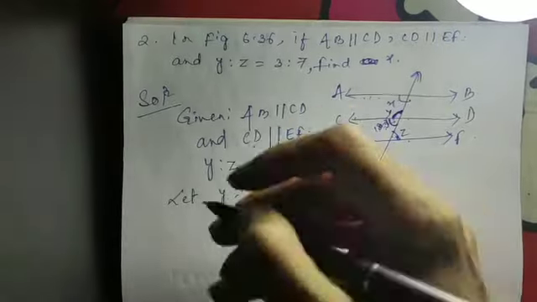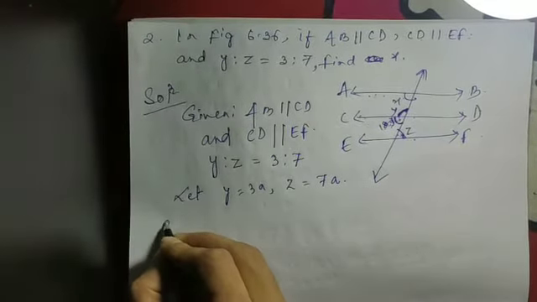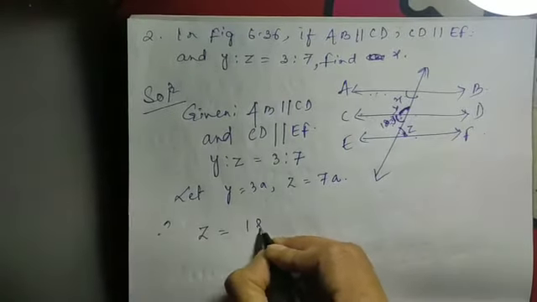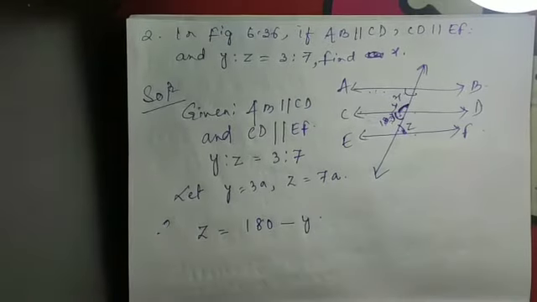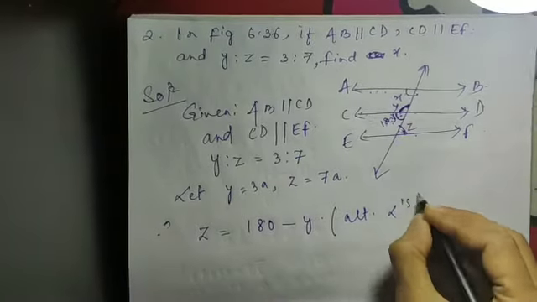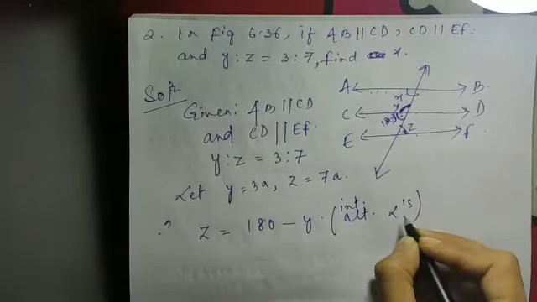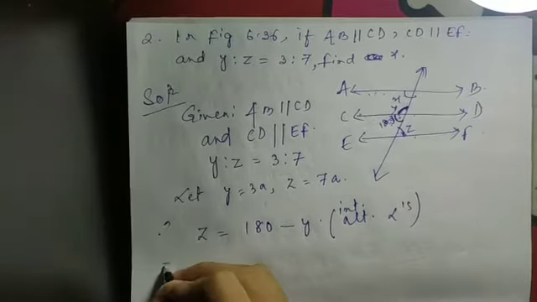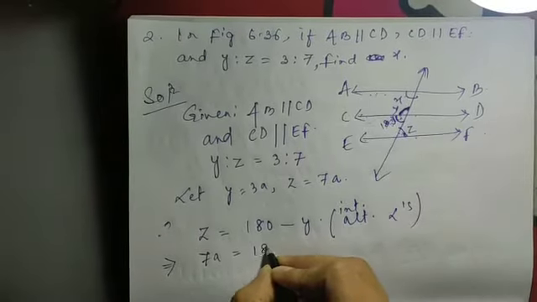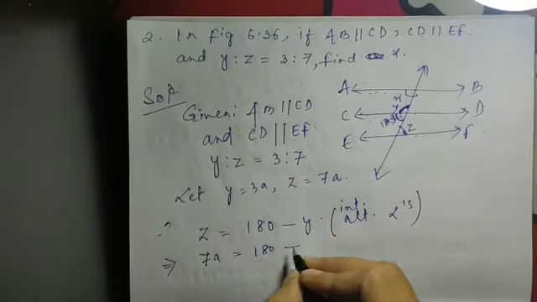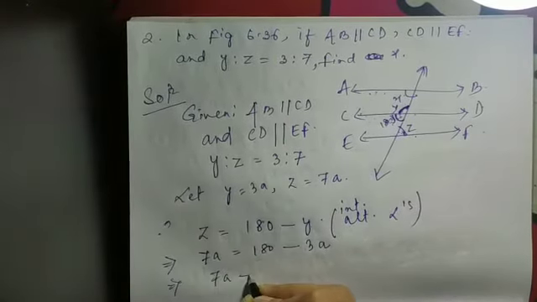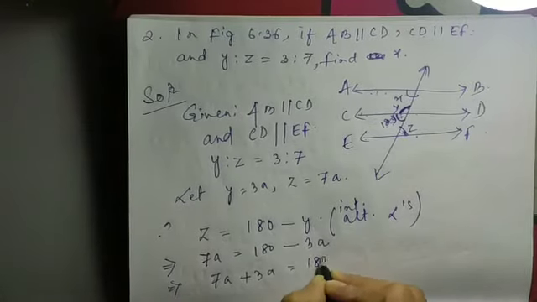Okay? So, solution: Z is equal to 180 minus Y. Why? Because alternate angles, or you can say interior alternate angles. Now, what is the value of Z here? 7A. 180 minus, what is the value of Y here? 3A. Done. 7A, minus 3A coming this side, plus 3A is equal to 180.